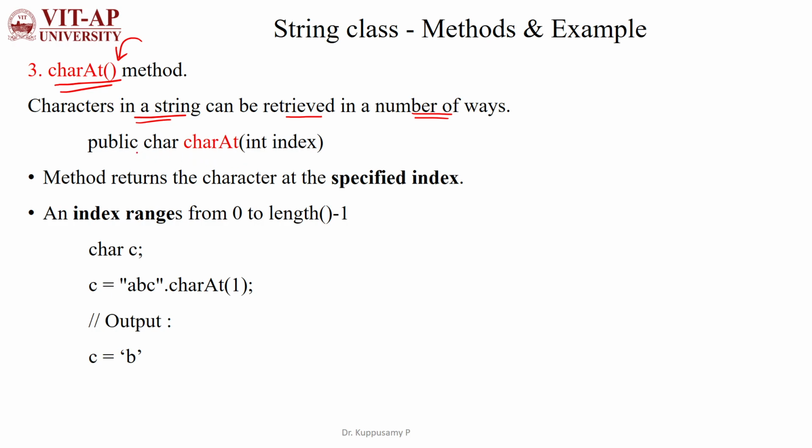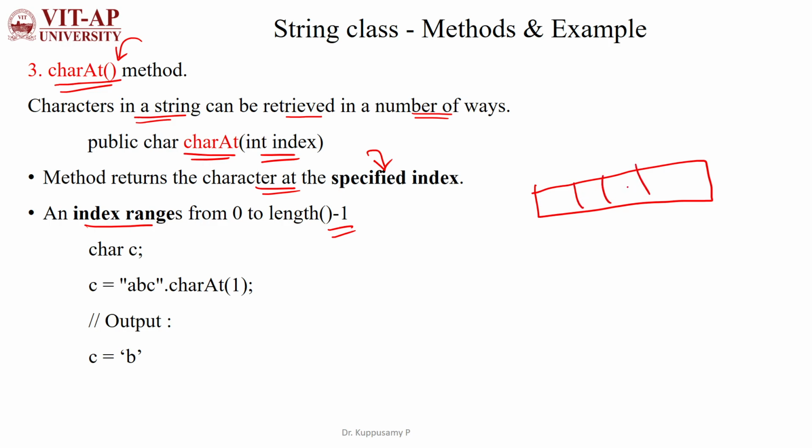Here we are going to use the charAt method to access the character at a particular index. The method returns the character at the specified index. The index range always starts from 0 to length minus 1. That means when you are using characters like this, this is an array. For example, if you use the string "hi", this is the 0th index, first index, second index, so the index always starts from 0.